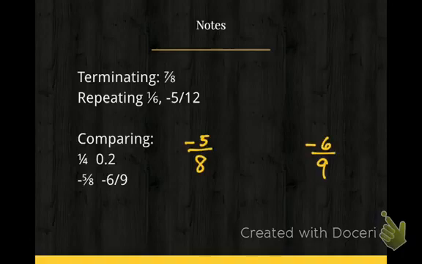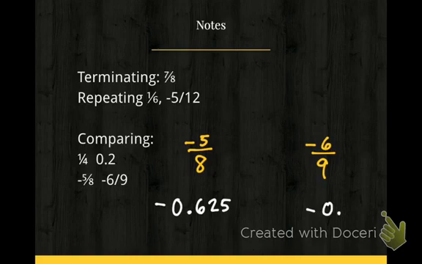So I'm going to take -5 and divide by 8 on my calculator. And this gives me -0.625. Then I'm going to take negative 6, and I'm going to divide by 9. And this gives me negative 0. And I see that my 6 is going to repeat.